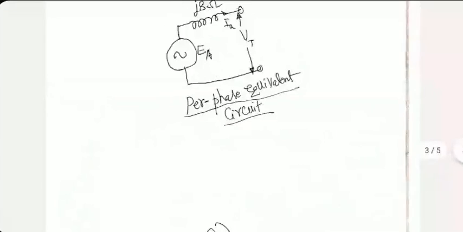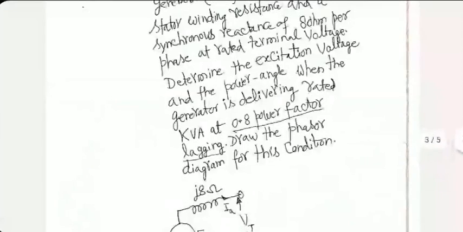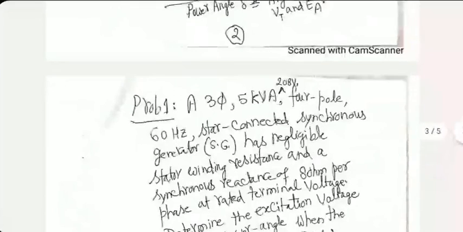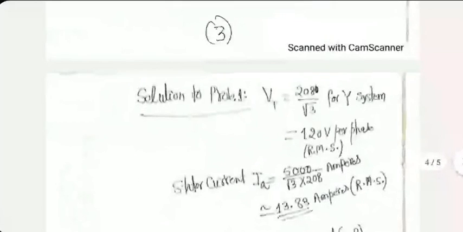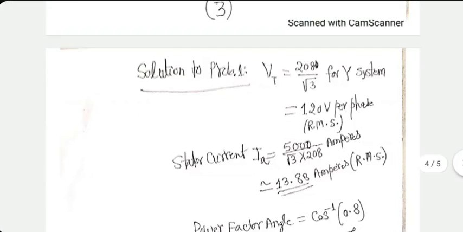Armature current at rated voltage will be governed by kVA rating and the power factor. 5,000 kVA divided by, just 1 minute.